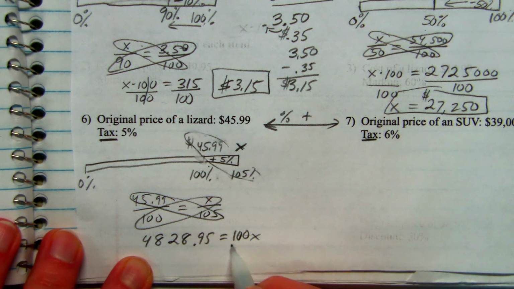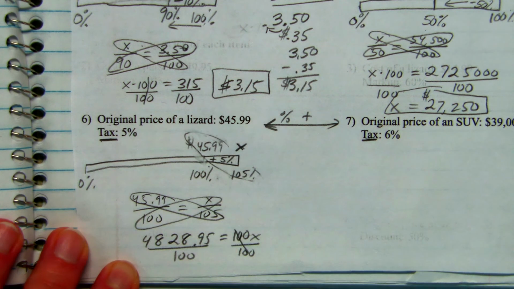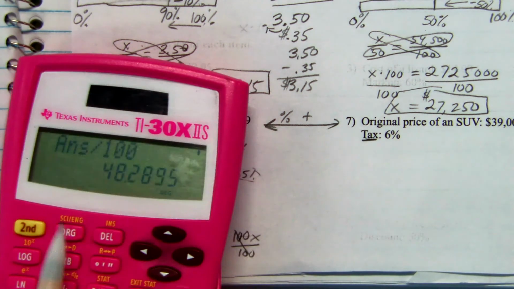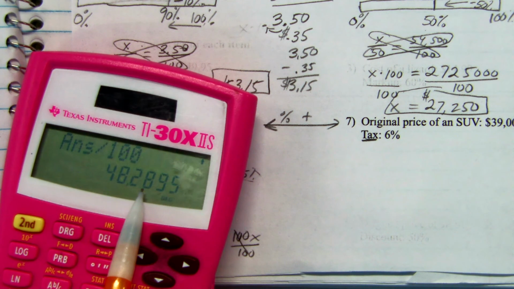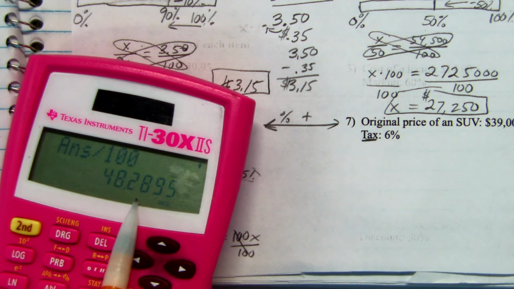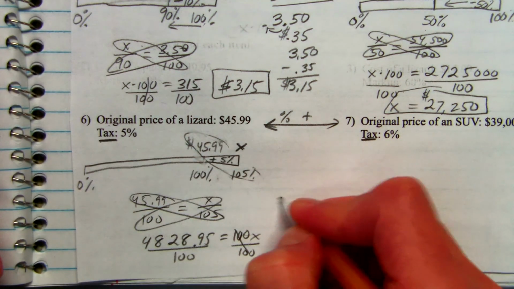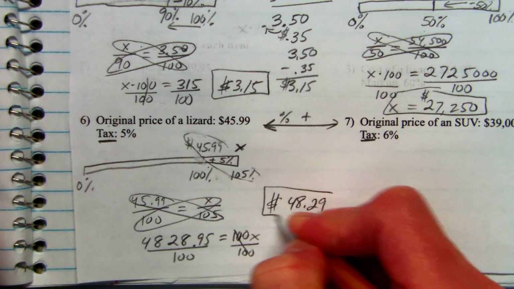And then you guys have been doing these a lot, so you know we divide by 100. And we end up with this on the calculator, 48.2895. Now we want to stop here where the 8 is, so I have to decide if that rounds up or not. So will it round up? Yes. Yes, because the next number is a 9. So our final price is going to be $48.29.